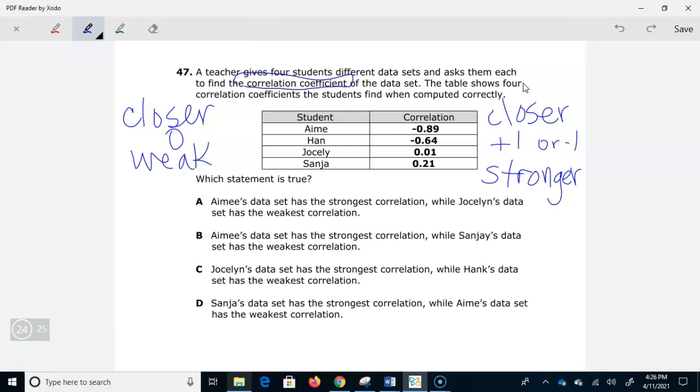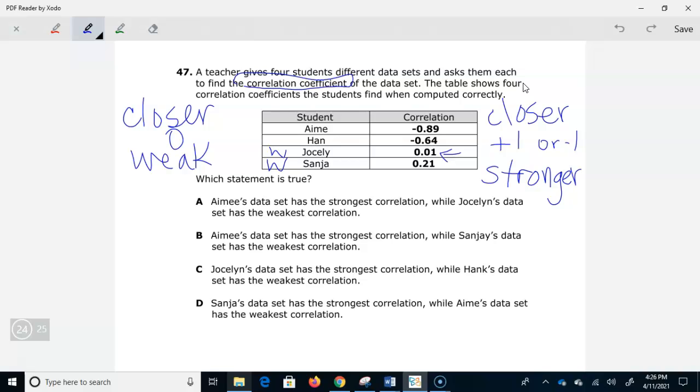So when looking at these 4 students, like this one right here, Jocelyn, I guess is her name, 0.01 is really close to 0. So that is very, very weak, okay? 21.21, that is really weak. I wouldn't want a 21 on my test. And then you've got Han and Amy.